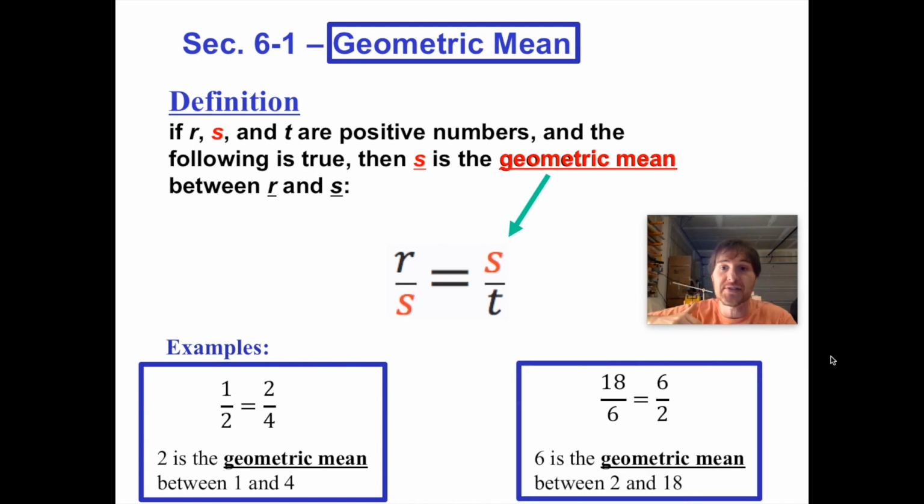If I said 18 over 6, that's the same thing as 6 over 2, right? They would both simplify, right? 18 divided by 6 is 3. 6 divided by 2 is 3. Thus, 6 has got to be the geometric mean of 18 and 2.